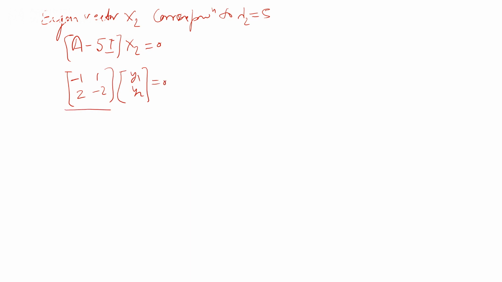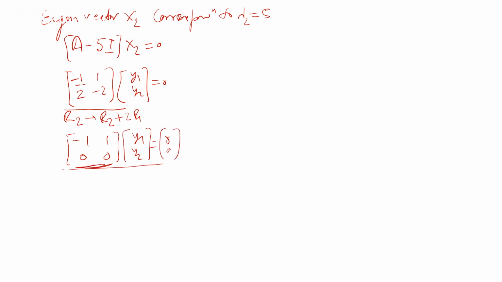And similarly, this is the homogeneous system. By the help of that first row, we convert it into the echelon form. So we apply the operation on R2, R2 plus 2 times R1. So we get minus 1, 1, 0, 0, y1, y2, and this is what? Now the rank of that coefficient matrix is 1.